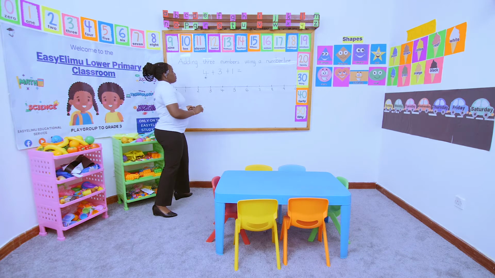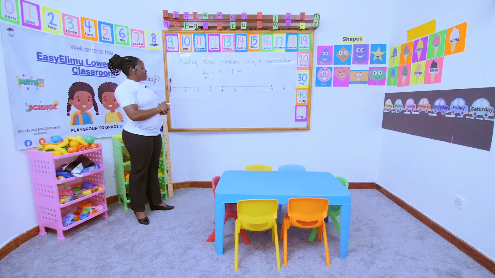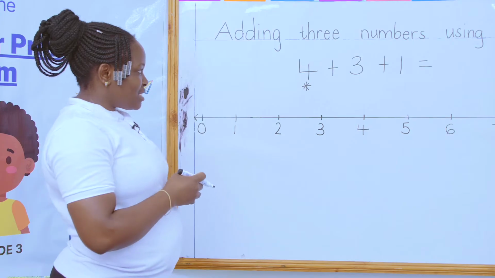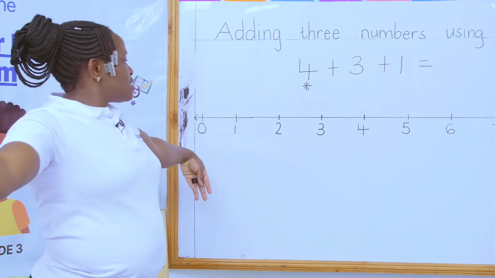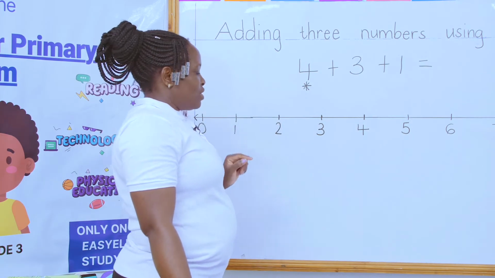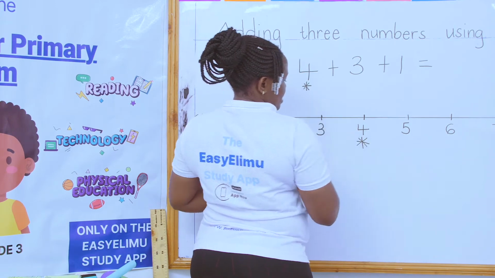So you make your number line as neat as mine. Have you seen my number line? Well labeled. You are able to see the numbers from where you are. Don't squeeze it and don't make the numbers so much apart. So my big number here is 4, so I'll put a star where number 4 is.